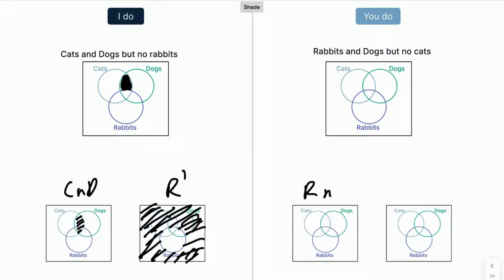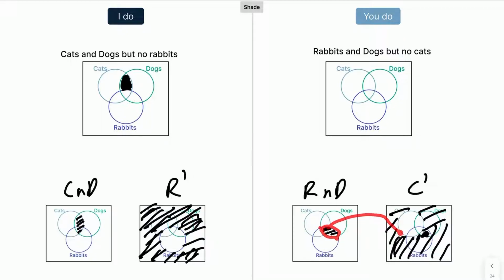So rabbits and dogs from the last question we know is all of that bit there. And then with not cats, that's everything outside of the light blue circle. So where is the overlap? In these two, this bit here is the overlap. So if I was to compare them, we have this, and we compare it with this whole thing, but the overlap is right there. So that means we are shading just that bit in.